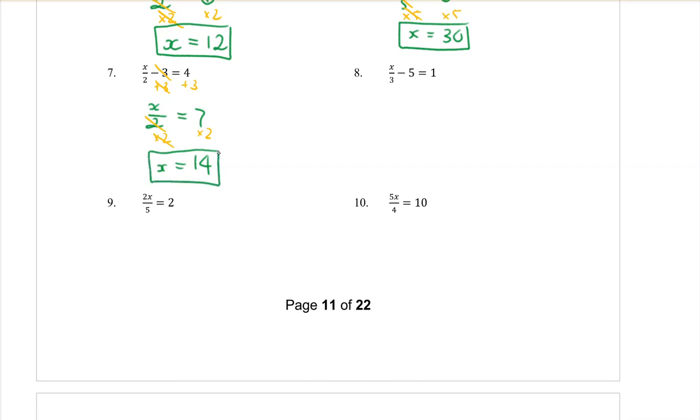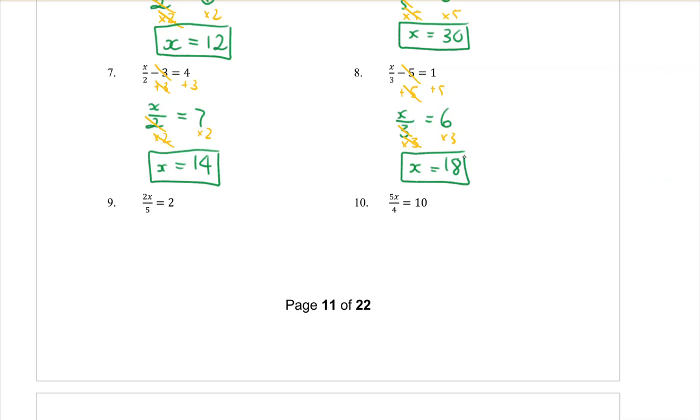Question 8. You guys all ahead of me? Yes. Plus 5. So I have x over 3 equals 6. And then I have to times by 3. So that means x equals 3 6s are 18.